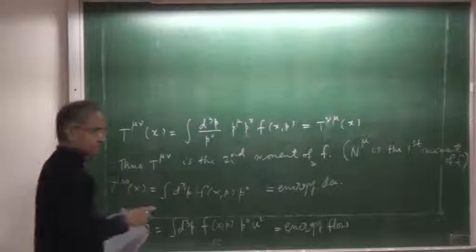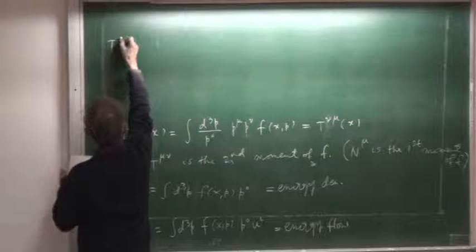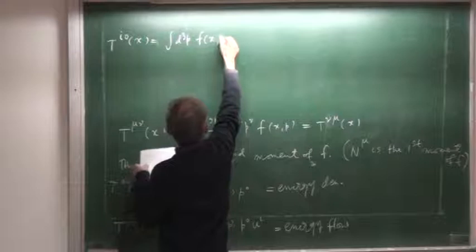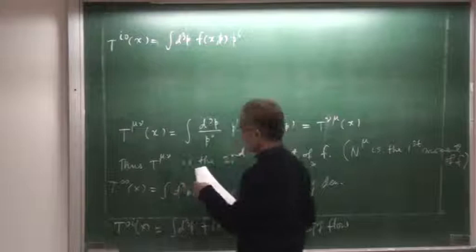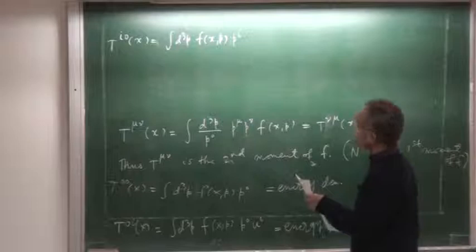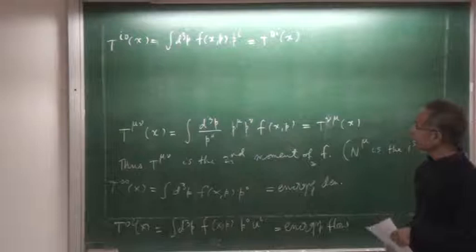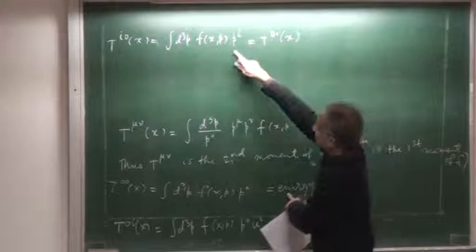Now let's look at the first column. Because this whole matrix is symmetric under mu and nu interchange. So now compare this with this. What name would you give to this? The momentum density.